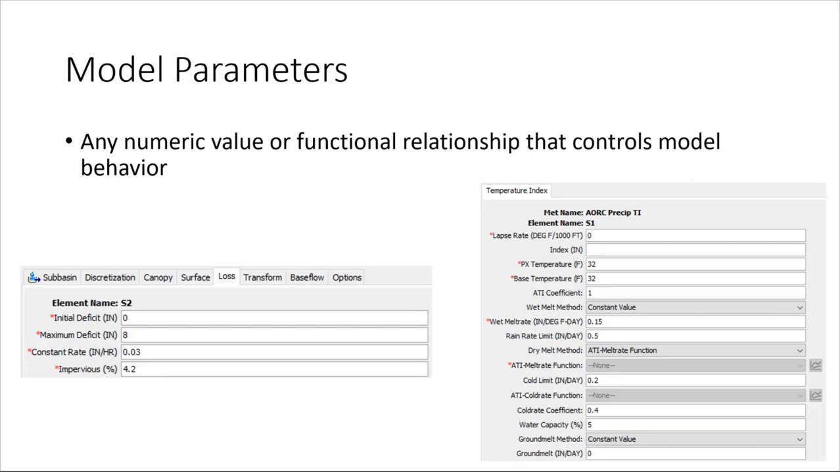On the right side is the subbasin settings for the temperature index snow model. This is a highly parameterized model process and can include more than single numeric value parameters. ATI melt rate functions and ATI cold rate functions are an empirical representation of a mathematical function and can be calibrated to improve model performance. It is again up to the user to initially parameterize the model with parameter values and then to adjust those parameters to improve model performance.